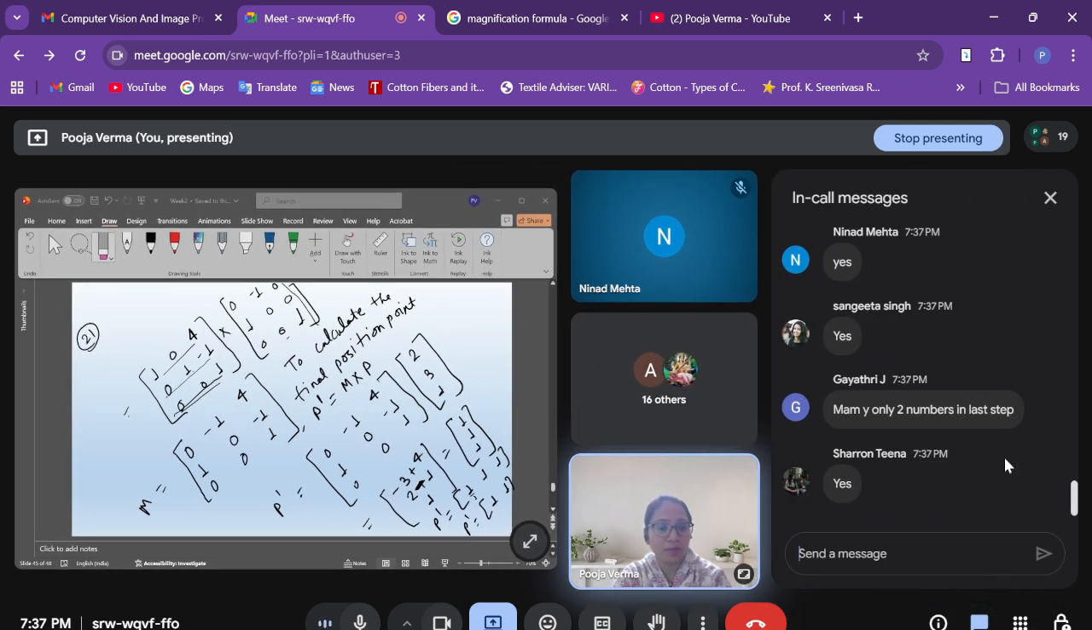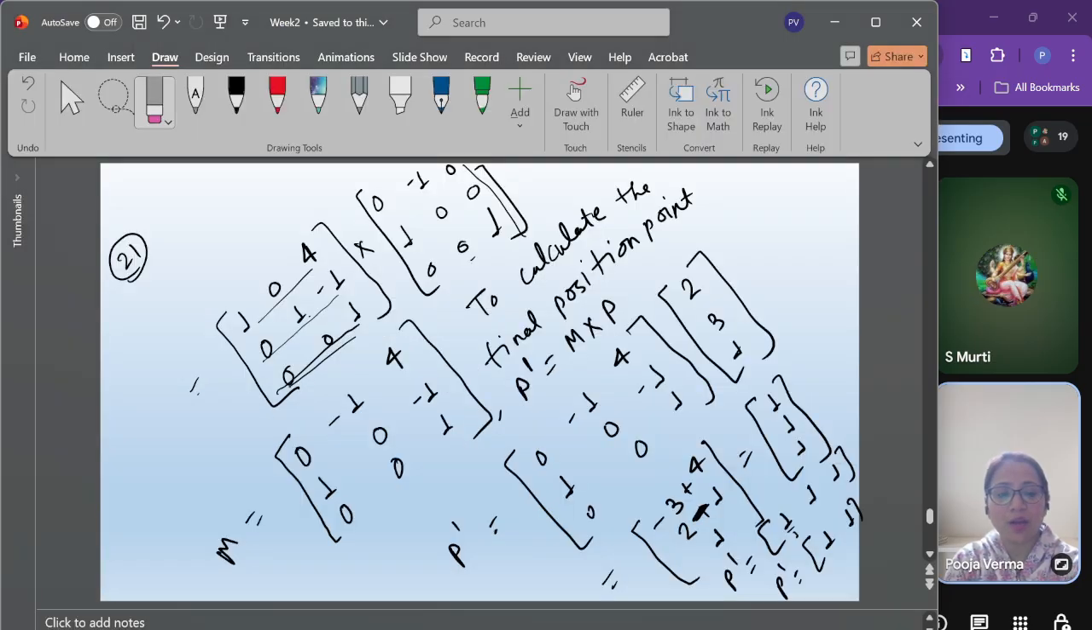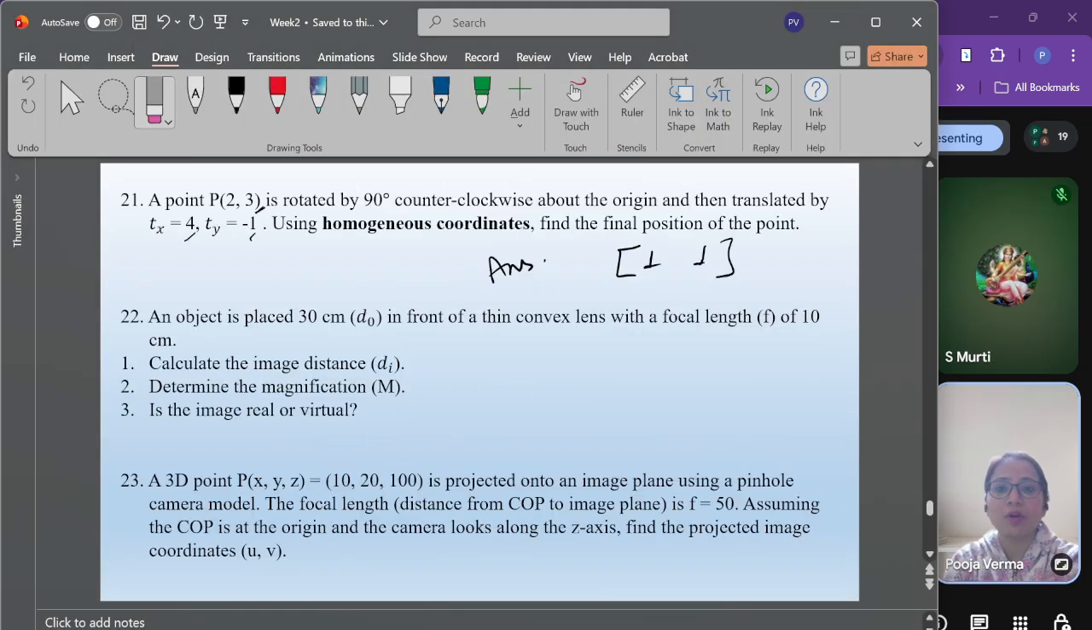Okay, someone is saying no, only two numbers in the last step. Yes, because we are converting it from 3D to a 2D plane. Already we have converted it into a homogeneous equation, right? Only 2 points are given, that is 2, 3. Then we added the 1 to convert it into a homogeneous coordinate. So again, we will convert it back to a non-homogeneous coordinate, that means in a 2D plane. That's why 2 points are there. Okay?